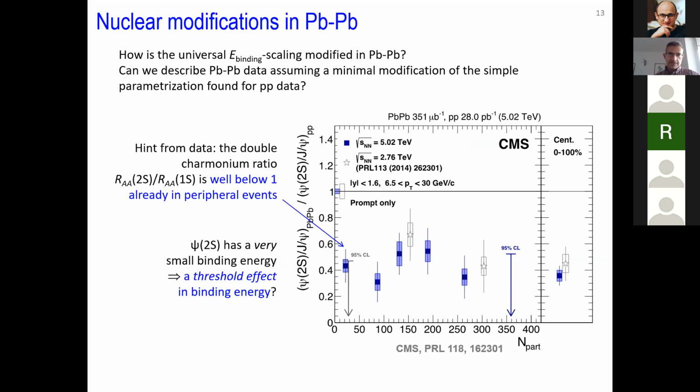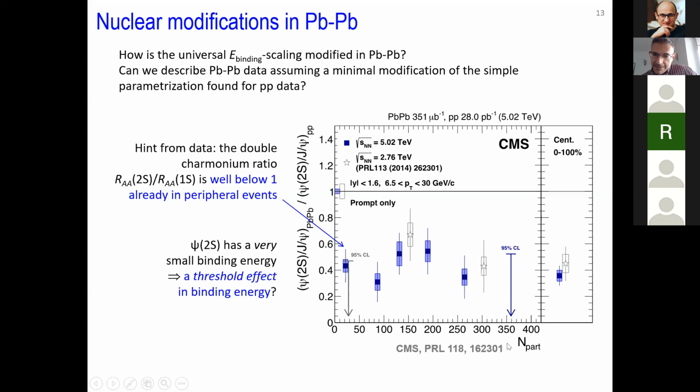Now, let's address the nuclear modifications of the production in lead-lead collisions. We want to see if there is a minimal modification of the scaling rule with binding energy that can describe the data in lead-lead collisions. We are in particular interested in a plot like this. This is particularly intriguing. This is the ratio of the nuclear modification for psi(2S) over the one of J/psi. And it is interesting to see that this ratio goes immediately to much lower than 1 without passing through intermediate values. So it is never 1.